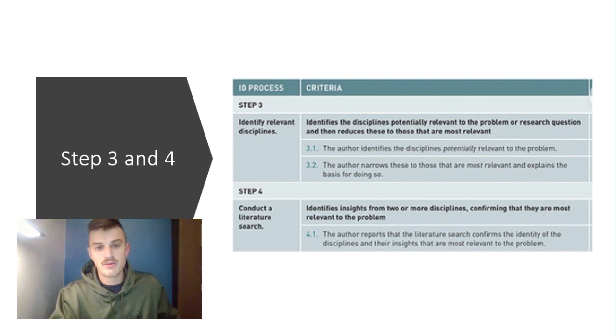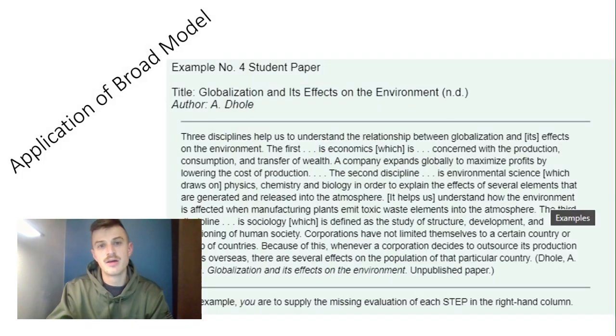So for this one, we're going to identify the relevant disciplines and conduct a literature research. So let's see. We're going to talk about A. Dole, the author who is going to be wanting to research globalization and its effects on the environment. Three disciplines help us to understand the relationship between globalization and effects on the environment.